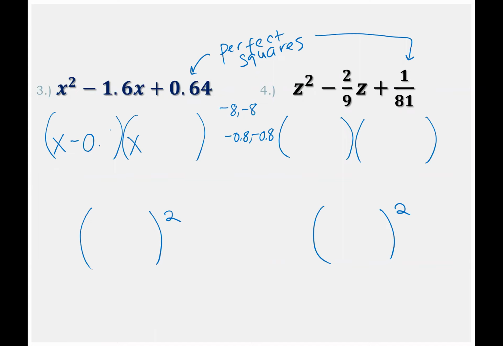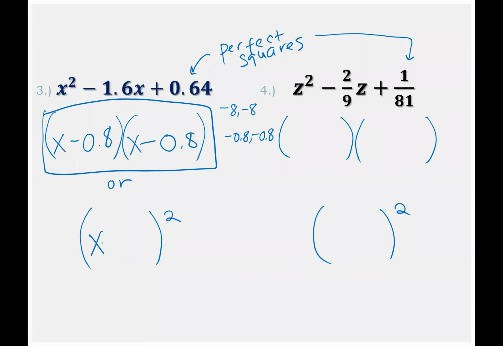Okay, don't worry. There's not a lot of fraction and decimal questions in this section. So I'm just showing you a couple of them, letting you know that it just so happens that a lot of them do involve perfect squares. So look for one number times itself as you're working through your list of possibilities. So this is my answer right here. Or I could write it as x minus 0.8 squared.